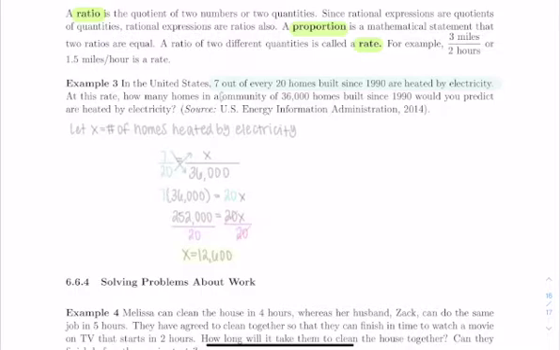In the United States, 7 out of every 20 homes built since 1990 are heated by electricity. At this rate, how many homes in a community of 36,000 homes built since 1990 would you predict are heated by electricity? So we're going to let x be the number of homes heated by electricity.